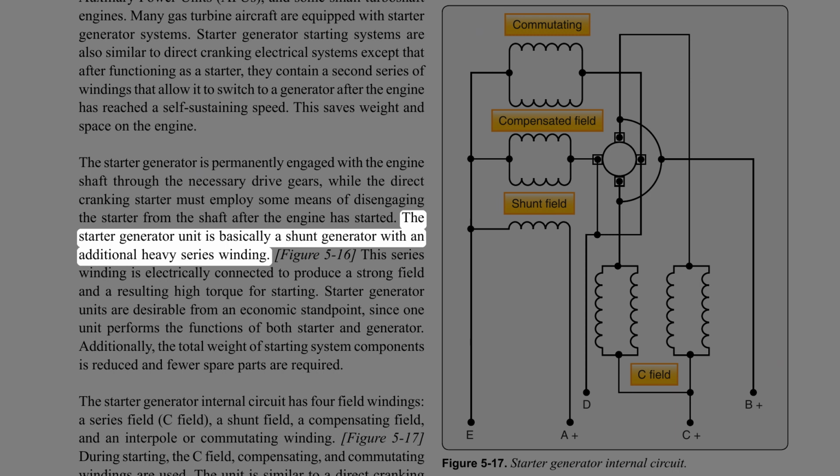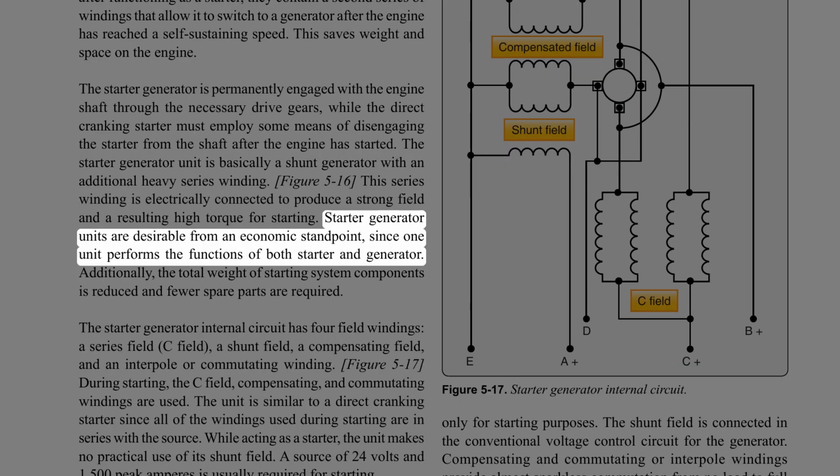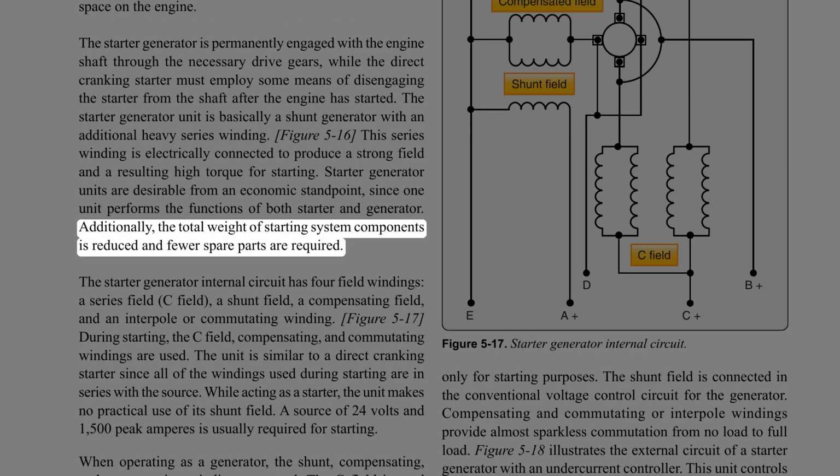The starter generator unit is basically a shunt generator with an additional heavy series winding. This series winding is electrically connected to produce a strong field and a resulting high torque for starting. Starter generator units are desirable from an economic standpoint, since one unit performs the functions of both starter and generator. Additionally, the total weight of starting system components is reduced and fewer spare parts are required.